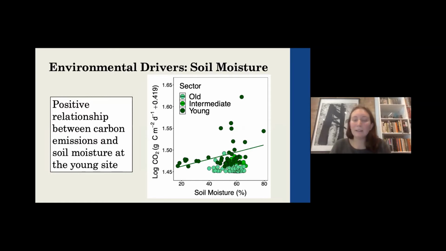You can see that at the old and intermediate site, there's a very narrow range of soil moisture values, and I only recorded soil moisture for about 5 weeks over the summer, and so I wonder if, next summer when I can record it for the whole summer, I'll see the same result or if I might start to see a positive relationship there.